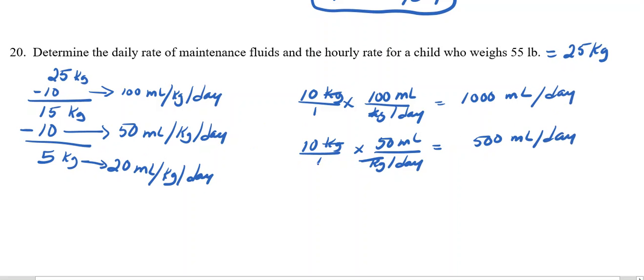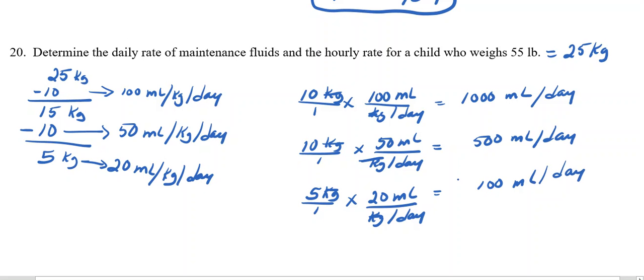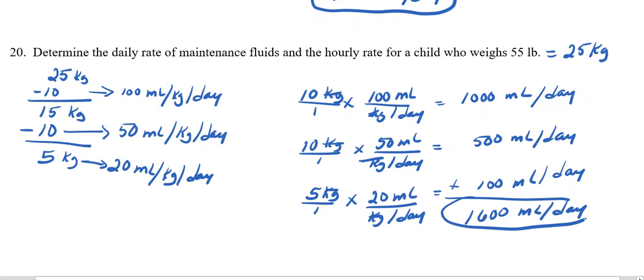And then I've got 5 kilograms that's greater than my 20. And I'm going to multiply it by 20 milliliters per kilogram per day. So the kilograms cancel. 5 times 20 is 100 milliliters per day. And then when I add this all up, I have 1,600 milliliters per day. And that's her total maintenance.